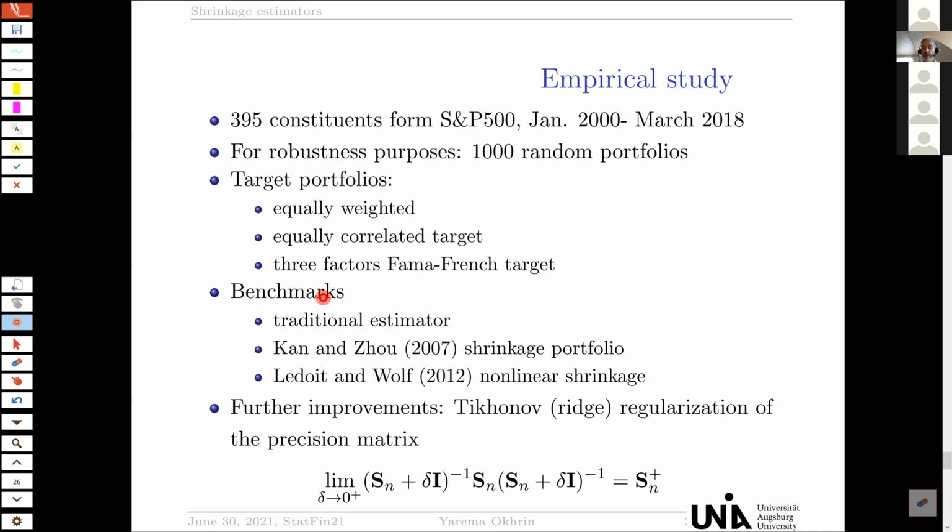Then we also need some benchmarks to compare our model with. And the first one is the traditional estimator, the ML estimator with Moore-Penrose inverse.